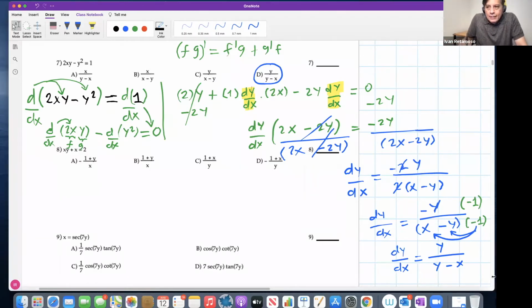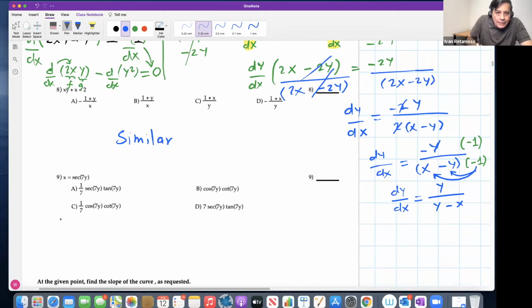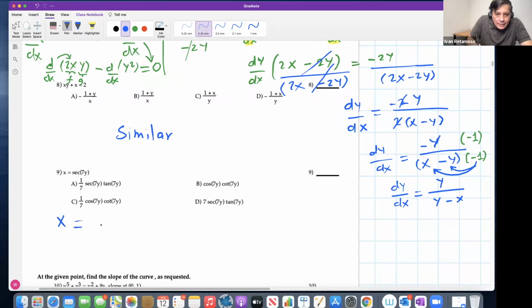Very good. Number 8, I would say similar, because look, product rule and then another x there. So this I will leave for you. Number 9 perhaps deserves some attention because it's a composition of secant and 7y. Let's do it. x equals secant of 7y. I am going to apply implicit differentiation because I noticed that the function is defined implicitly.